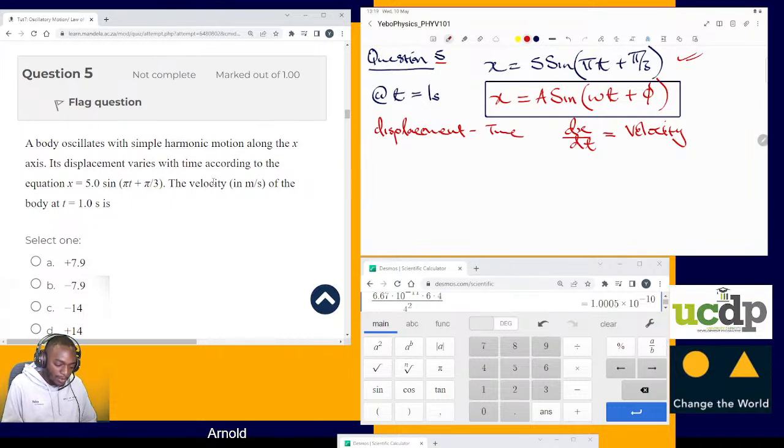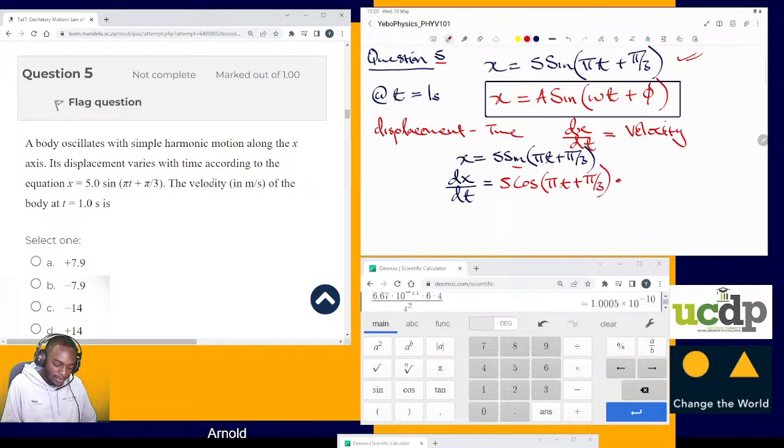All right, so how about we get on to that? So we're saying x is equals to 5 sine pi t plus pi over 3. So if we say dx over dt is equals to, so now you ask yourself, if you differentiate sine, what did you get? You'll get cos, right? So this will remain as 5 cos pi t plus pi over 3.